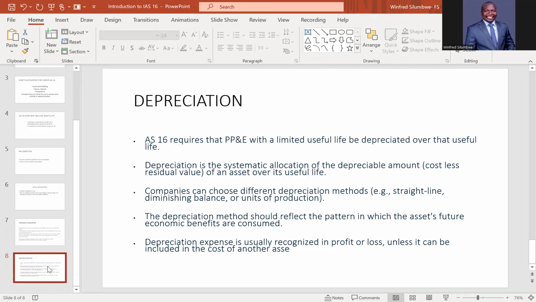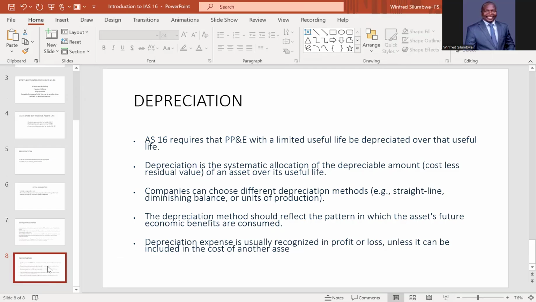For example, you know that land has an infinite life, while a building has a finite life, meaning these things are different. So it's possible that land can be depreciated longer than the plant. Companies can choose between depreciation methods, e.g. we can use straight line.